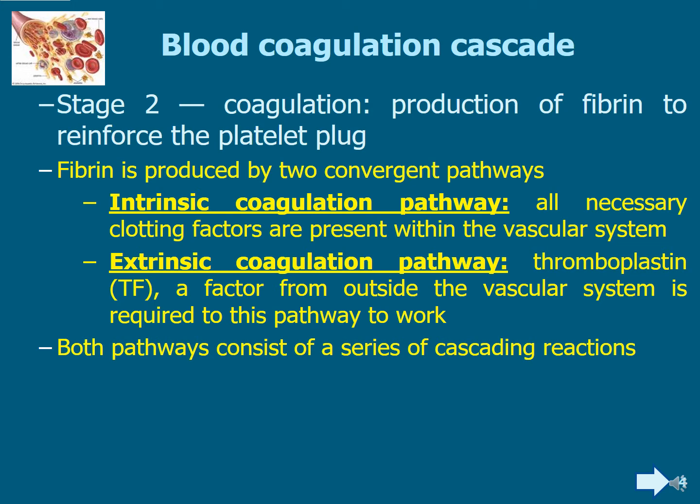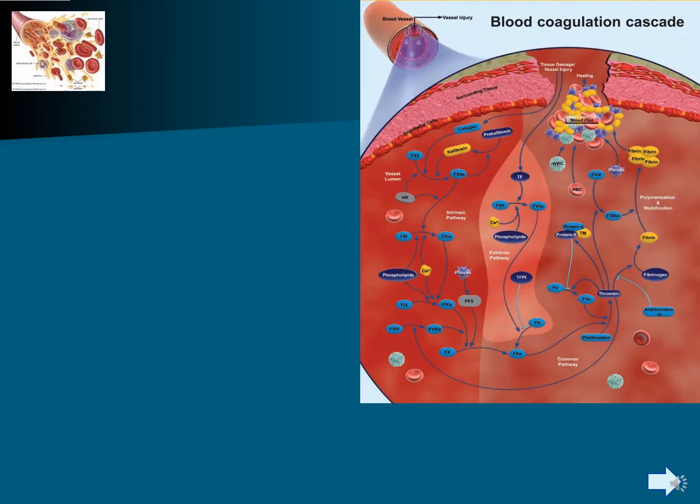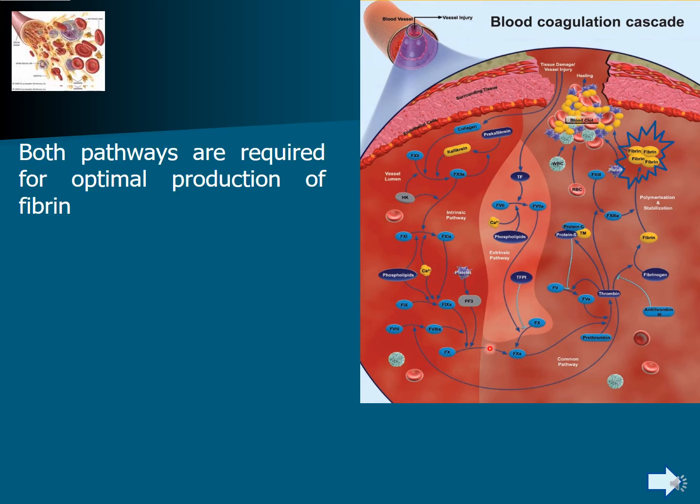This consists of a series of cascading reactions that you may have seen in pathophysiology, and I'm not going to go into the detail of all those different factor activations, but what you have to know is how that goes and what leads to the formation of fibrin. You see that both of those pathways are optimal for the production of fibrin and the polymerization of fibrin that is going to come and reinforce this platelet clot.